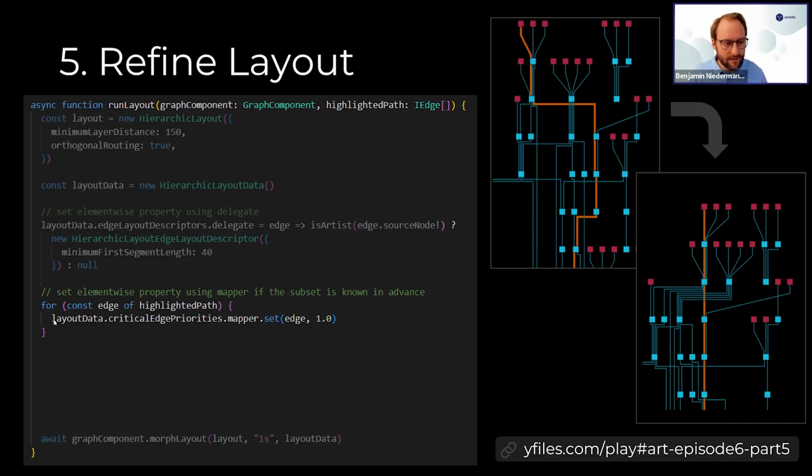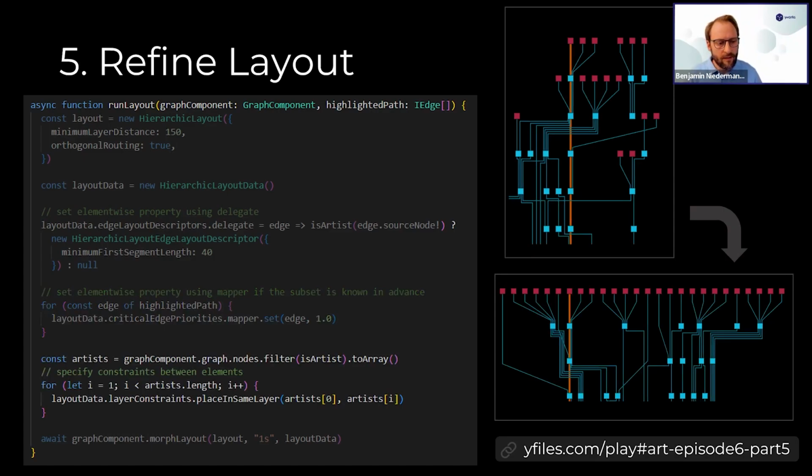So in this case, I again go through all edges of the highlighted path. And then I set the critical edge priorities for each edge to 1.0, for example, and all other edges have by default a priority of 0, which then tells the hierarchic layout, okay, the orange edges should be aligned or straightened. So these are two typical ways how to define properties for single elements.